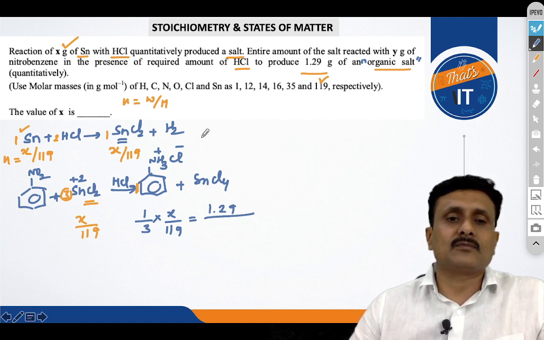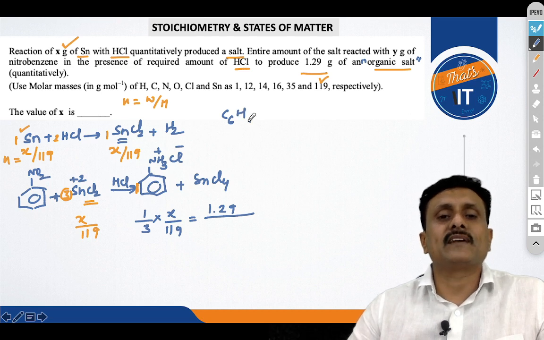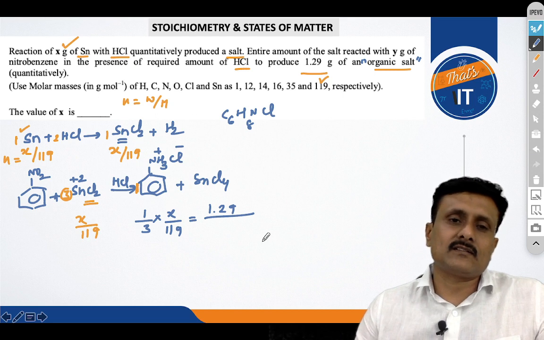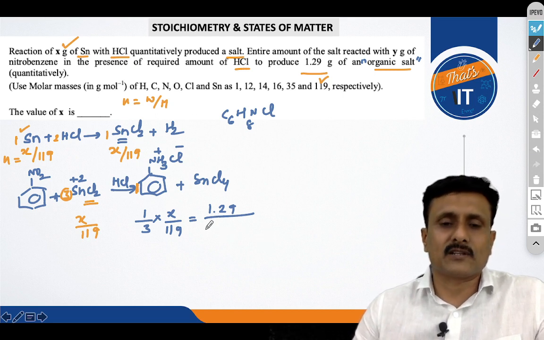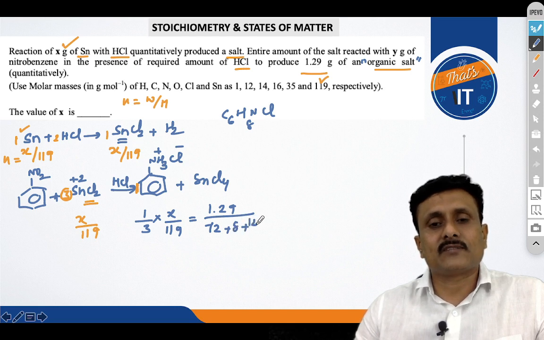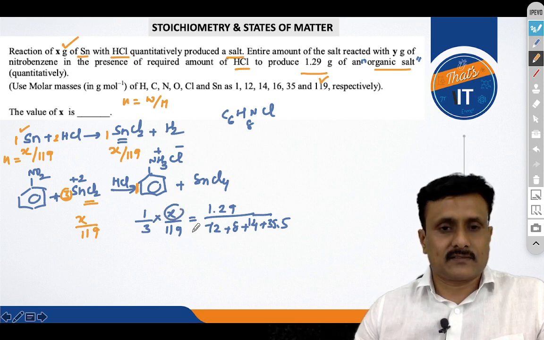That is, you can see the salt is something like C6H5 plus 3 8. There is one nitrogen and one chlorine, right? So this is the molecular formula. So accordingly you can write the molecular weight 72 plus 8 hydrogens plus 14 is for nitrogen and 35.5. So by simplifying this, you can get the value of X.